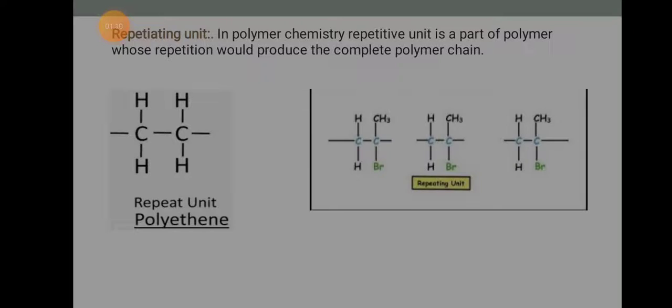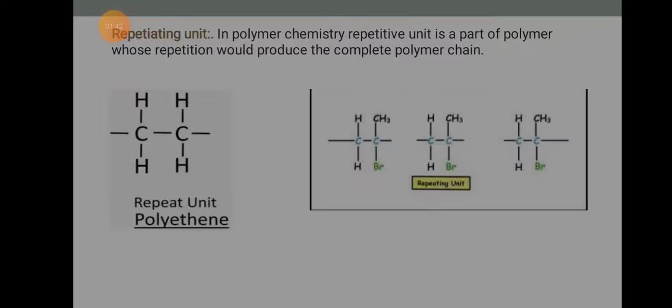Like polythene, we know that polythene is a polymer, but this polythene is formed from the CH2 unit of ethylene. A number of ethylene monomer units in this polymerization process form polythene, the polymer compound. So that's why the ethylene unit is known as the repeating unit in the case of polythene.